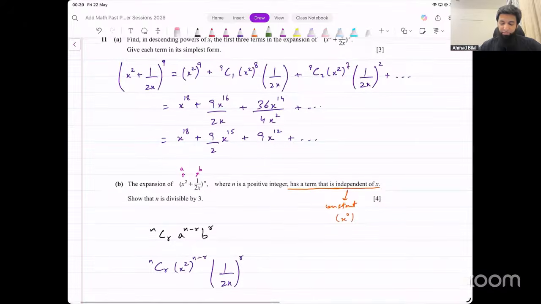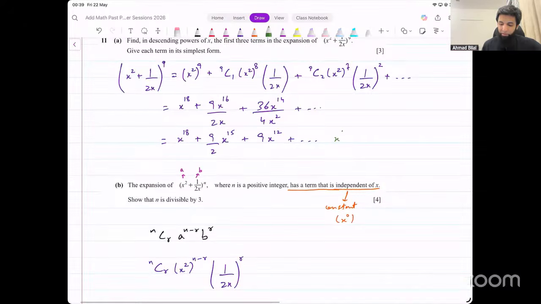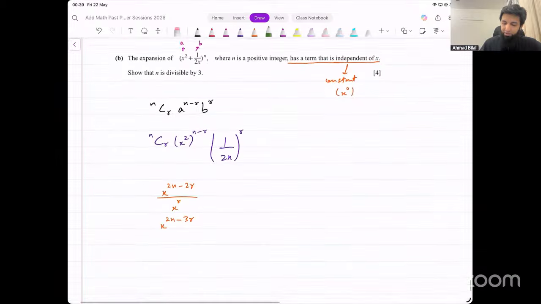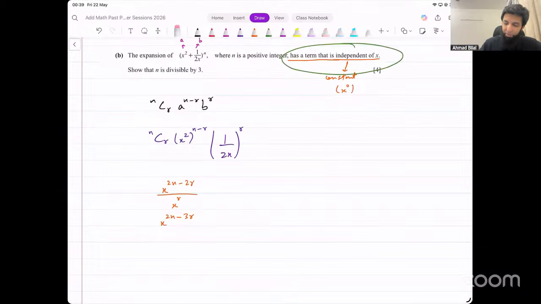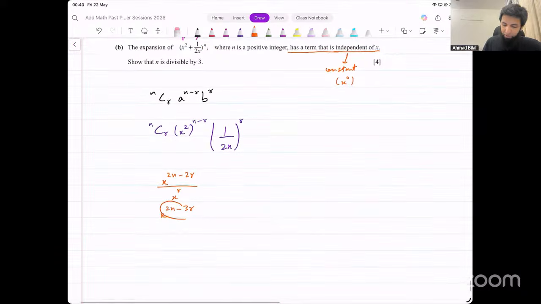Like the previous expansion as well, the next terms would have been x power 9, then x power 6, x power 3, and then x power 0. This power 9, it was divisible by 3. So we need to show that whenever you have this constant term, this n is always divisible by 3.